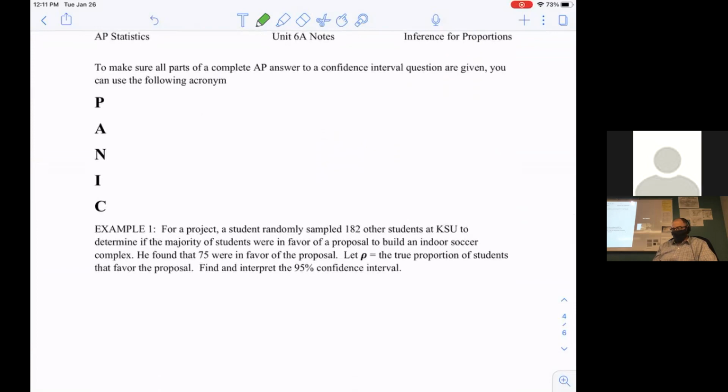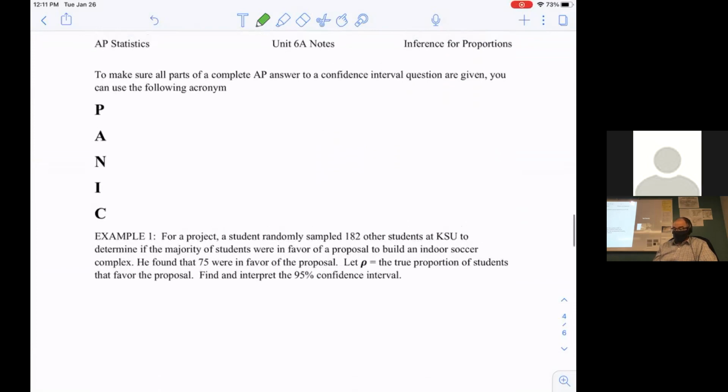To make sure all parts of a complete AP answer are answered for a confidence interval question, we're going to have acronyms. In inference, we have two acronyms that we need to know. If we come across an interval, we're going to panic. If we come across a hypothesis test, we're going to use phantoms. We just have to know what the acronym stands for. And again, after enough practice, you don't actually have to use the acronym. It is just there to help you get all the pieces in place that the grader is going to look for when they go through your response.